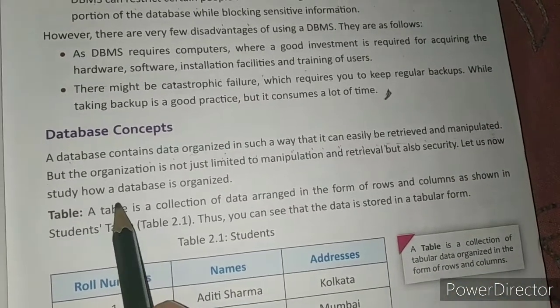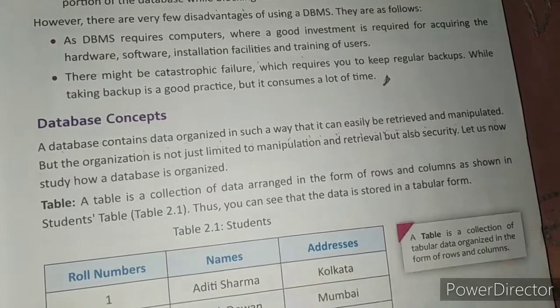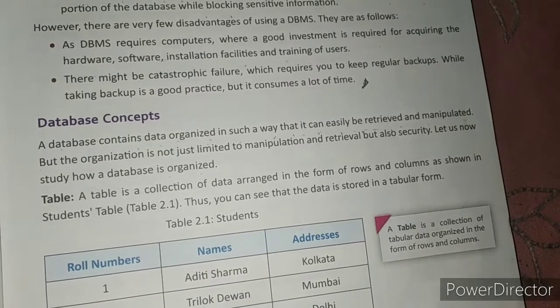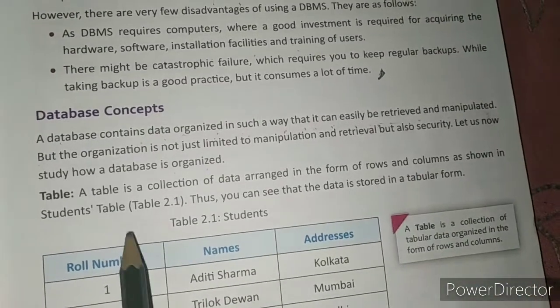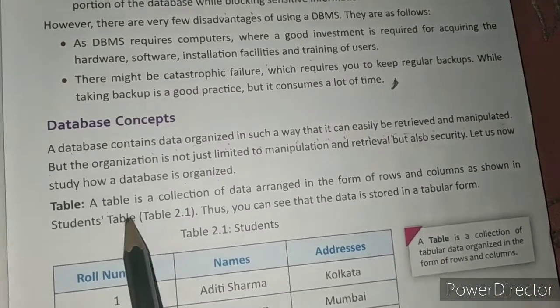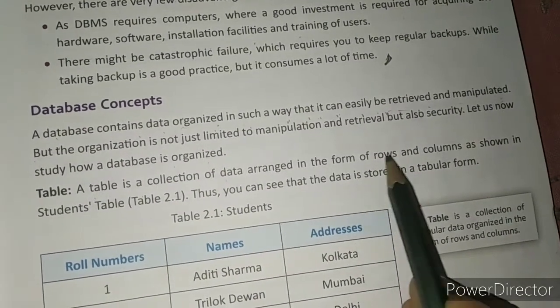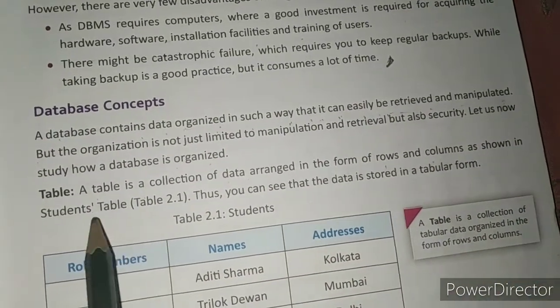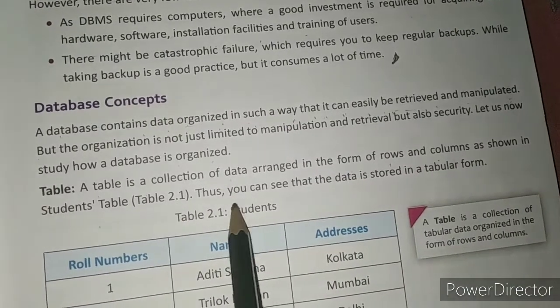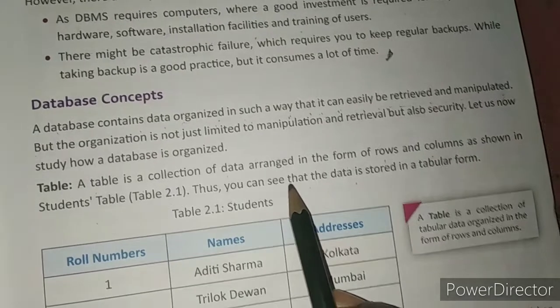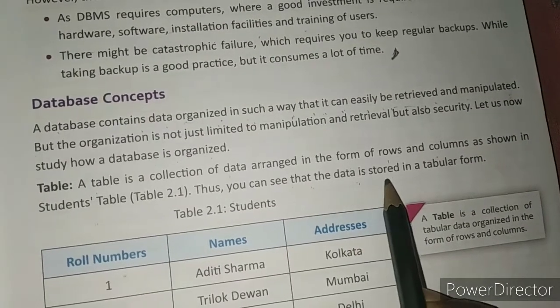Let us now study how a database is organized. Now here we will discuss the structure of the database, and the next heading is table. A table is a collection of data arranged in the form of rows and columns, shown in student table 2.1. Thus you can see that the data is stored in tabular form.